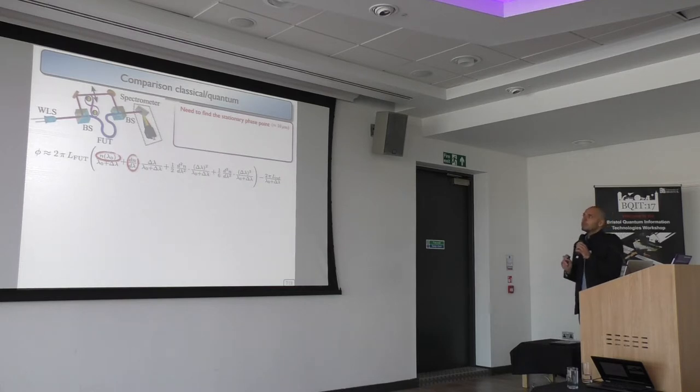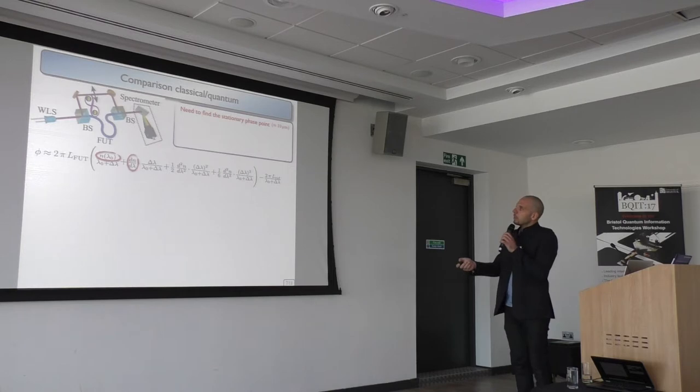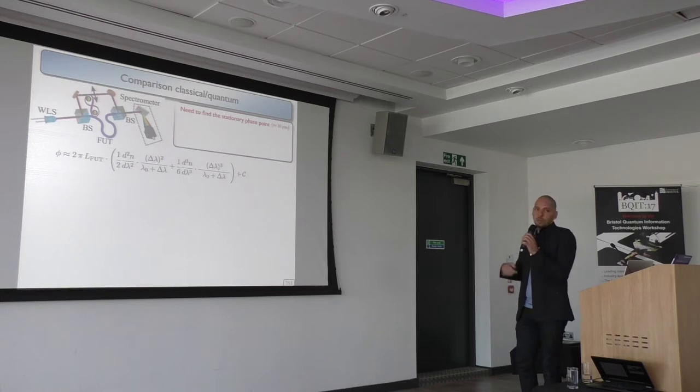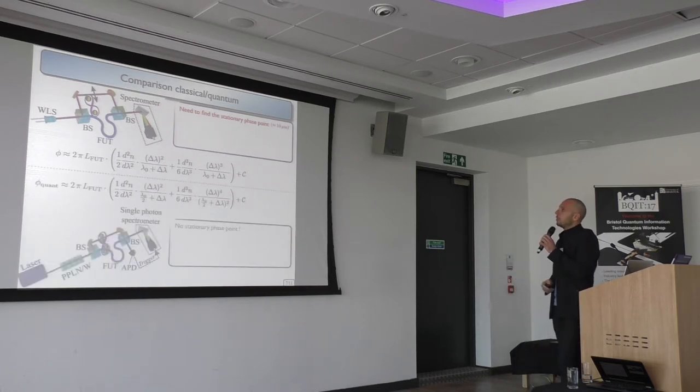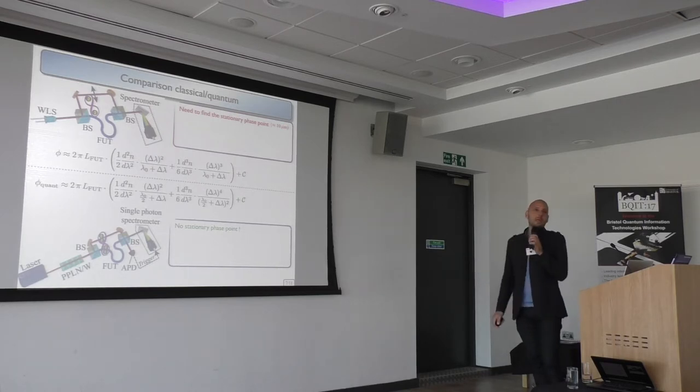So the differences between classical and quantum white light interferometry are summarized here before I give you the results. For the classical case, you have the third order derivative, which is associated with the power 3 of the delta lambda. So these two terms are dominant. When the stationary phase point is reached, you can simplify this equation, but you don't change this relationship between the third order derivative of the refractive index and the power 3 on delta lambda. So you need to find this stationary phase point within a precision on the order of 10 micrometers for standard white light sources.